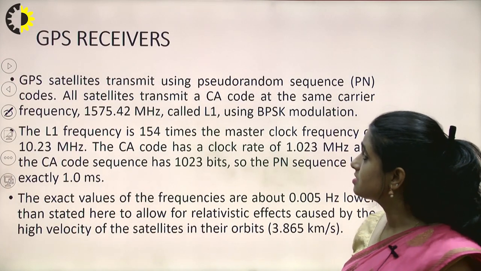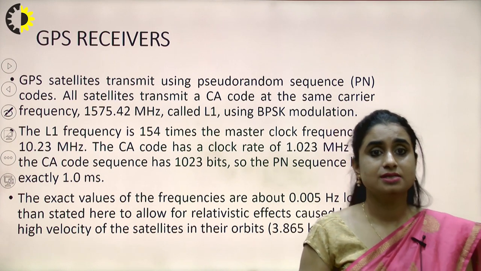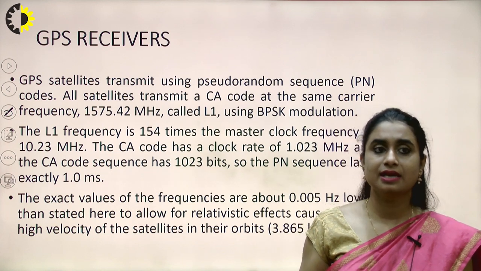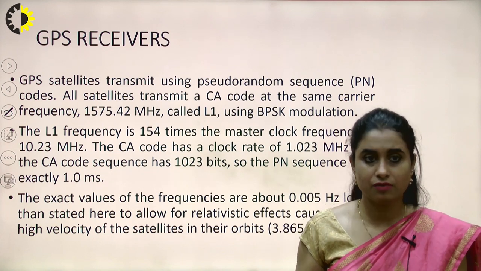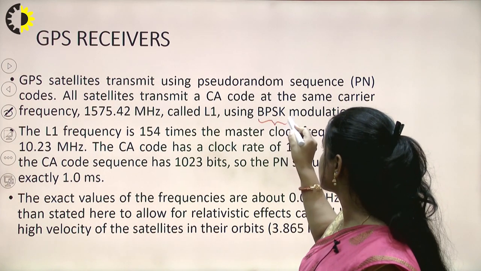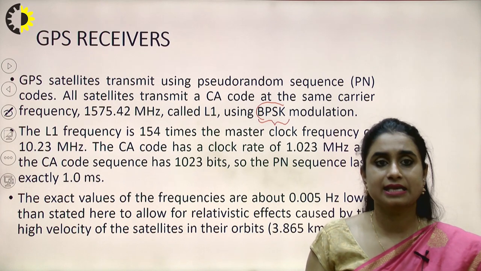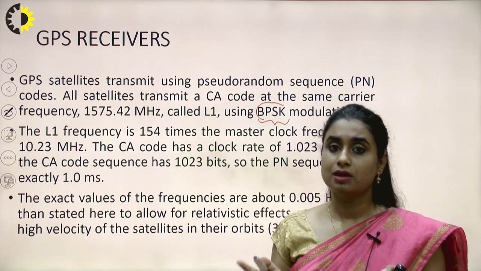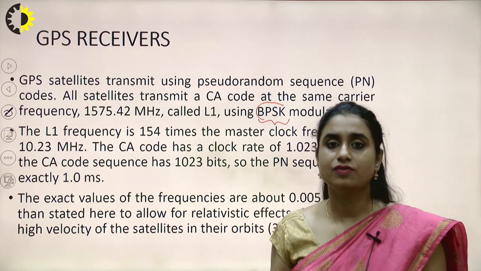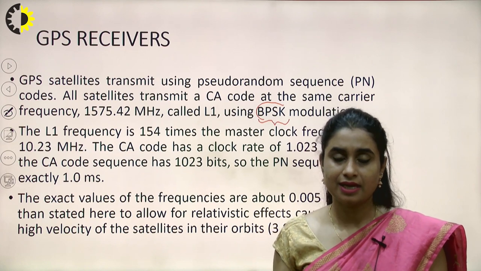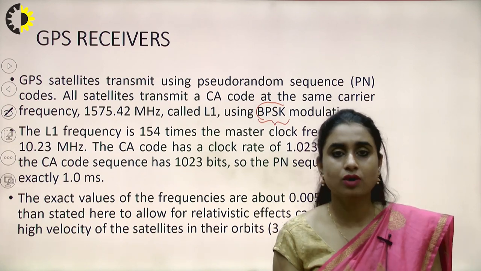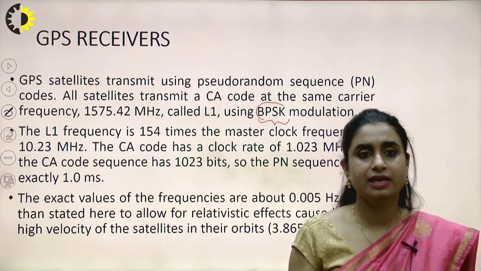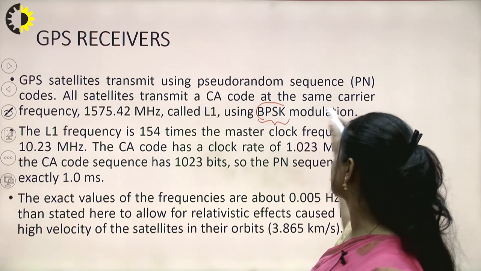GPS satellites transmit using pseudo-random sequence, PN codes. All satellites transmit a CA code at the same carrier frequency, that is 1575.42 megahertz, called L1. It uses phase shifting, preferably BPSK modulation, right? Phase shift keying, where the phase of the carrier is altered with respect to the instantaneous value of the message signal, right? And it has only two values, either 0 degree or 180 degree phase reversal. That is my binary phase shift keying modulation technique. This is a digital technique, right?